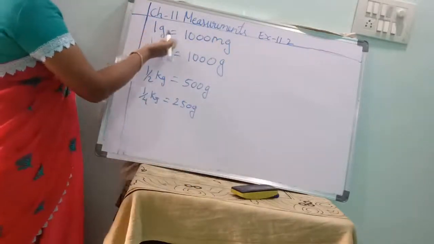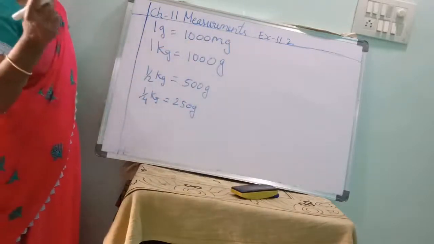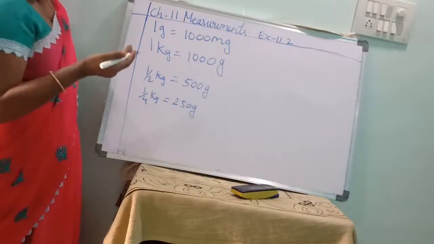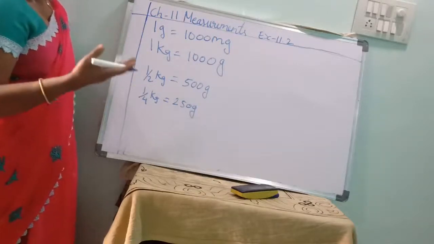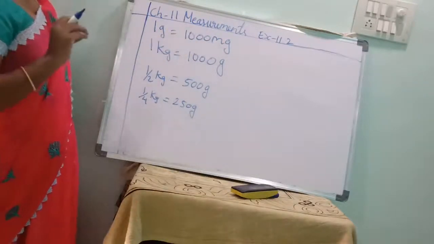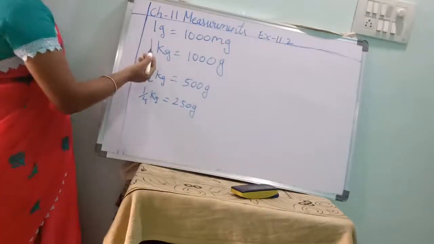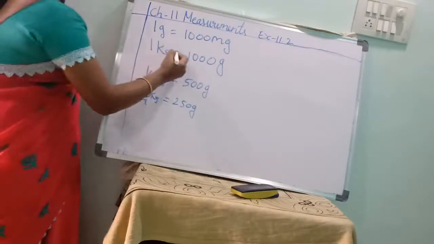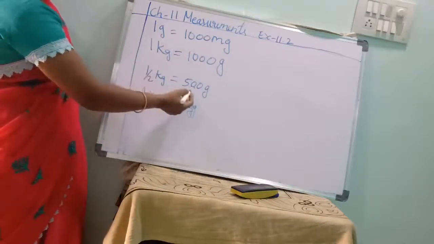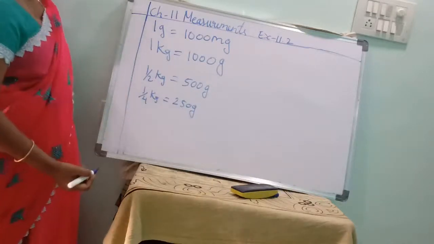See, 1 gram is equal to 1000 mg. Mg means what? Milligram. Milligram is smaller than gram. Understood? Where we use it: tablets, medicines. We will see mg on the medicines and tablets. Understood? Kgs. 1 kg is equal to 1000 grams. Half kg is equal to 500 grams.